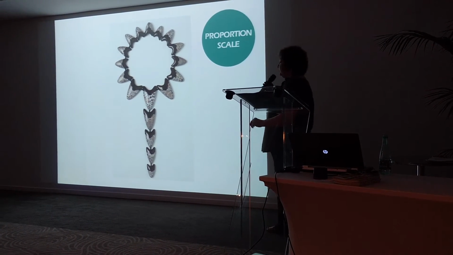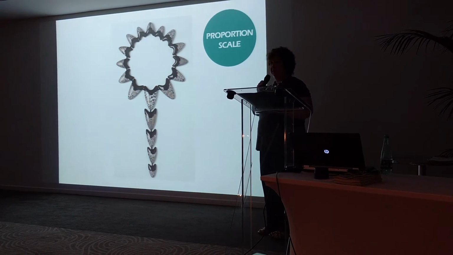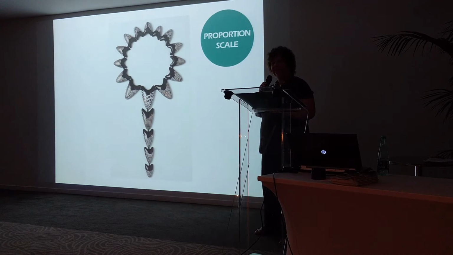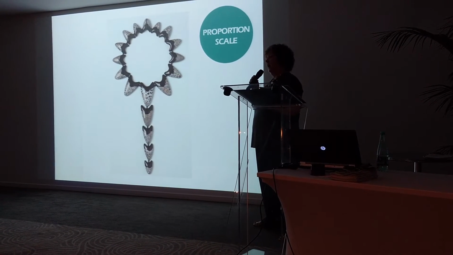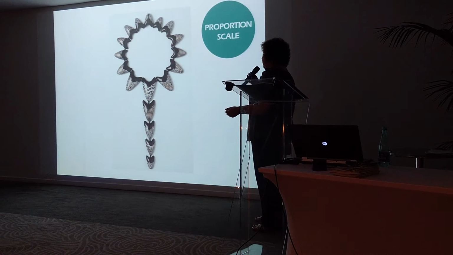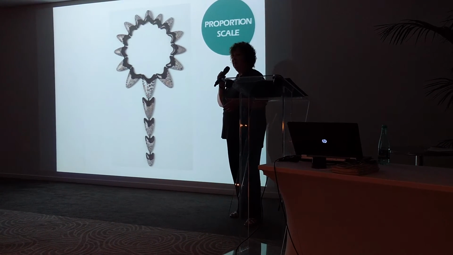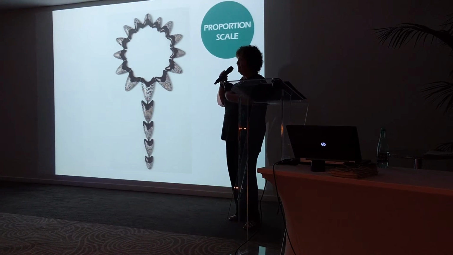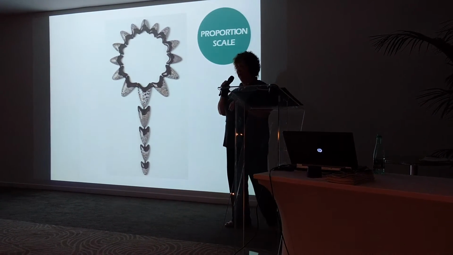Proportion and scale. Proportion and scale both refer to size, so I've put them together. Scale refers to the size of the jewelry as it relates to the human form. So you can imagine what this piece looks like on a woman. You can see how well it fits with the woman's body. That's scale.